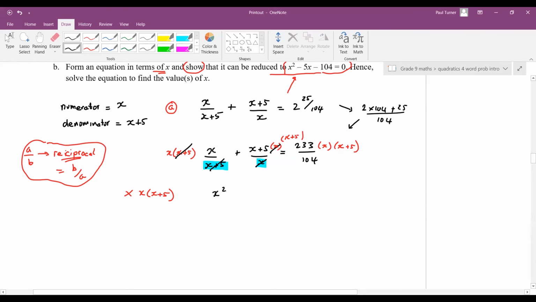x squared plus x plus 5 squared here from these two, and the x cancel, equals 233 times x plus 5 on 104. Okay, so at this stage, you can see now I've got 104, which I don't want. So multiply everything by 104. I could have also done it at the earlier stage and did it in one step, but I split it into 2 steps. So times 104, times 104, and times 104 here. I did that so I can cancel that one there.